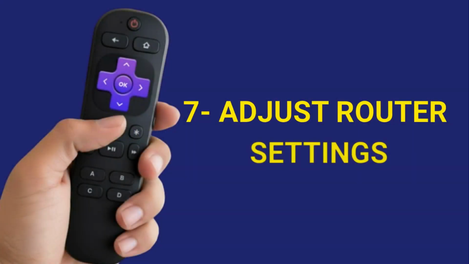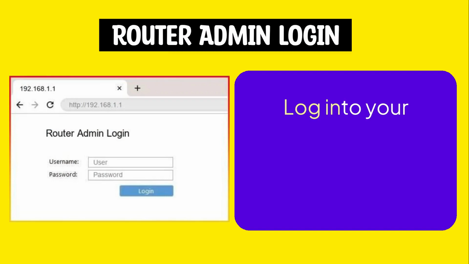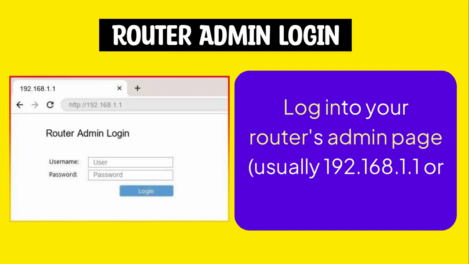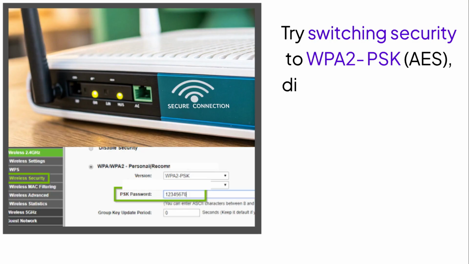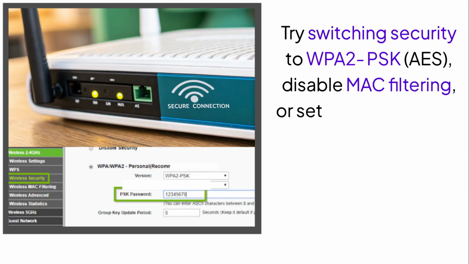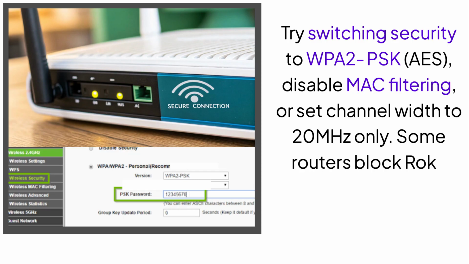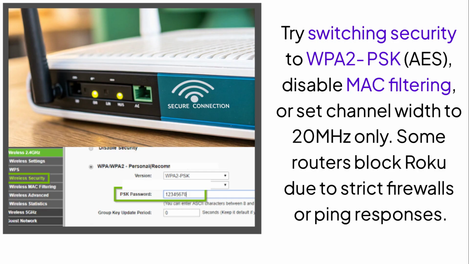Adjust router settings. Log into your router's admin page, usually 192.168.1.1 or similar. Try switching security to WPA2-PSK (AES), disable MAC filtering, or set channel width to 20 MHz only. Some routers block Roku due to strict firewalls or ping responses.